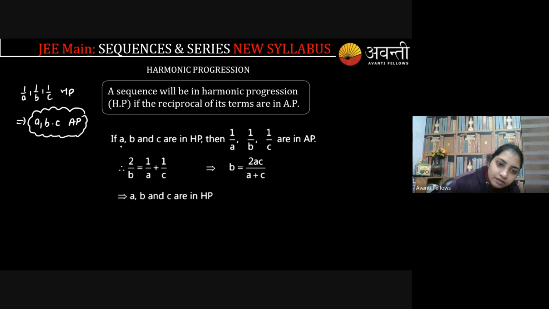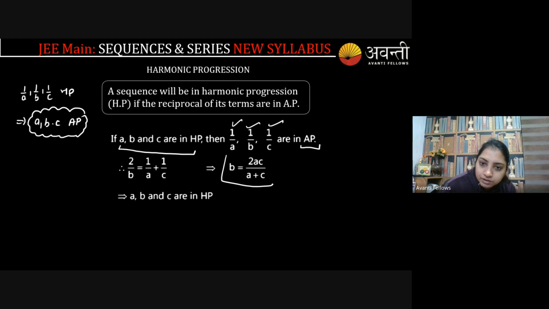If the numbers are in HP, reciprocate each term and you will get the AP. So if A, B, C are in HP, it means 1 upon A, 1 upon B, 1 upon C are in AP. So just apply all the rules and formulas you have for AP; the same will apply. It means 2 upon B is equal to 1 upon A plus 1 upon C. We will just calculate B for this expression. So if A, B, C are in HP, directly you can rewrite it as B is equal to 2AC divided by A plus C. Is it clear?